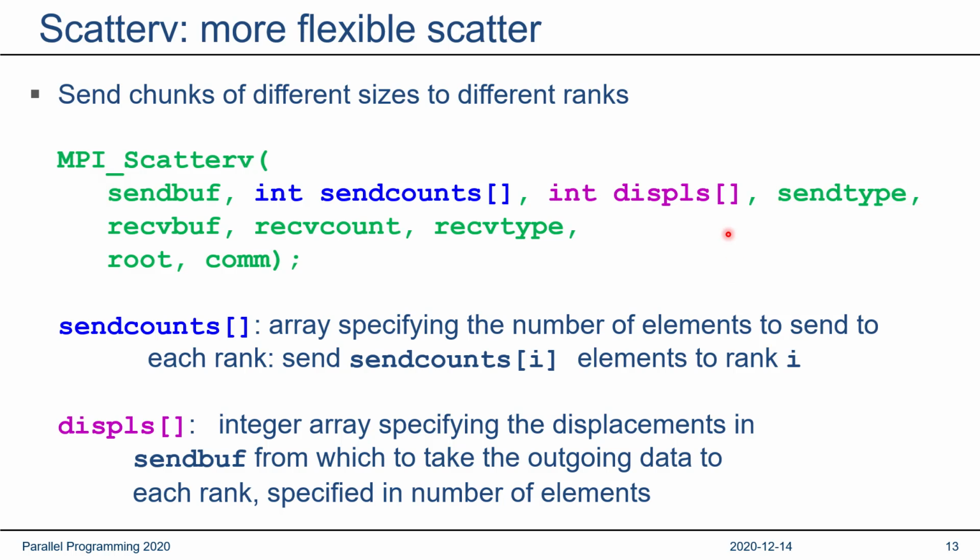There has to be an array of displacements. That's an integer array specifying the displacements in the send buffer from which to take the outgoing data to each rank. And these displacements are like the starting indices of these different chunks. And then of course we have send type, receive buffer, receive count, and receive type, root and communicator.